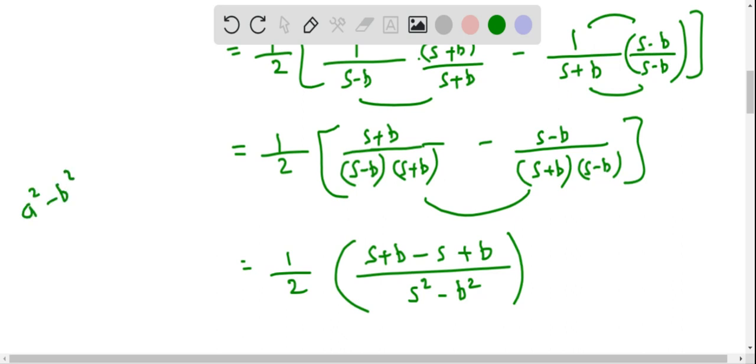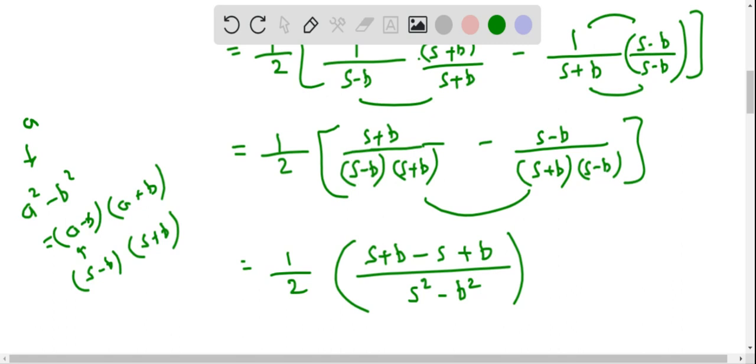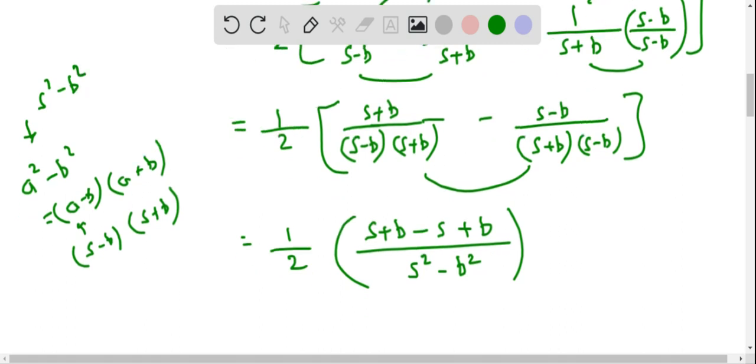That is, a squared minus b squared equals a minus b times a plus b. So if you replace a by s, this will become s minus b, and this will become s plus b. So here also we have to replace a by s. So therefore it becomes s squared minus b squared. So I have written it like this.